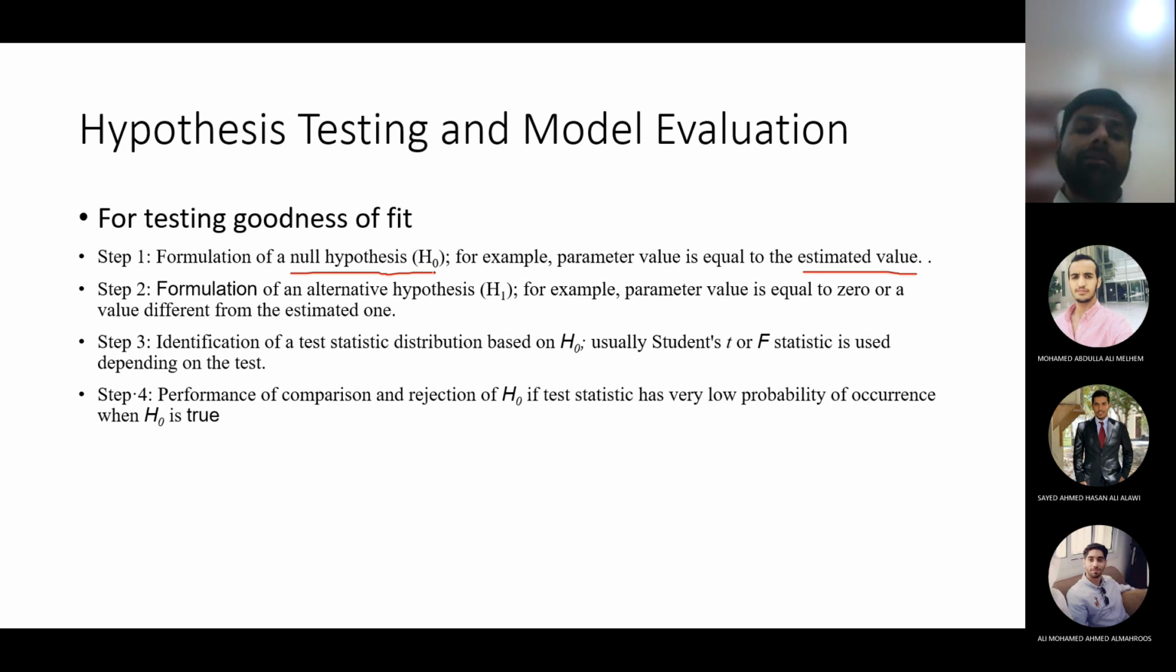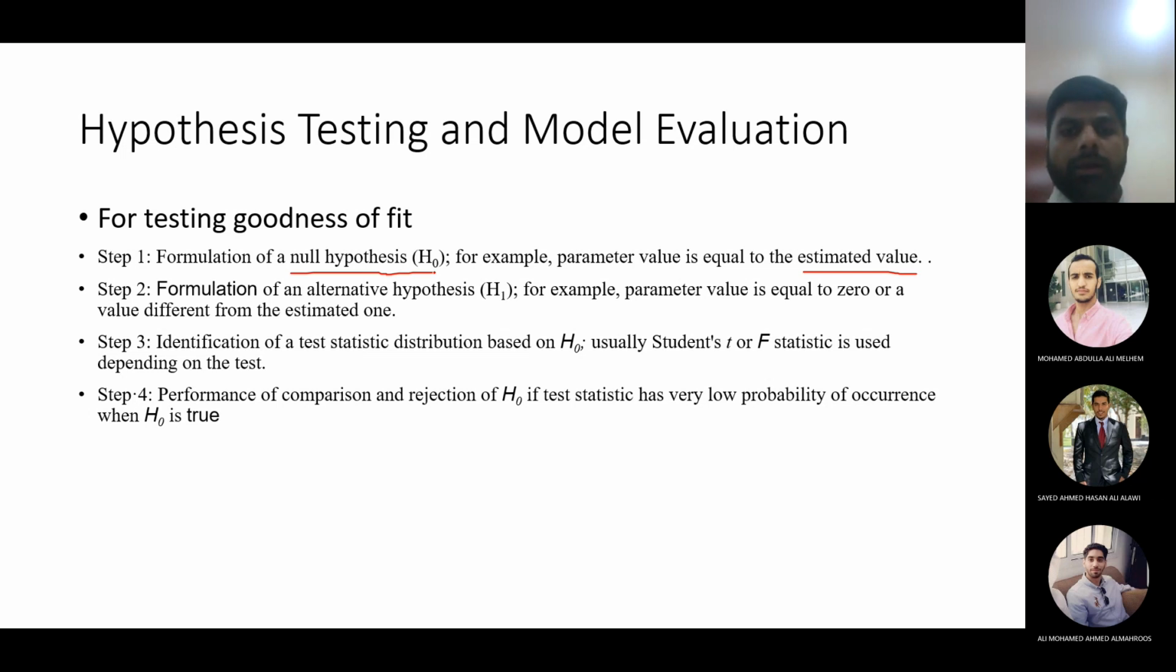Then the second step is you formulate an alternative hypothesis. Alternative hypothesis is when null hypothesis is not true. So the parameter is not giving you the claimed value. You were claiming it to be 1, it is not 1. So that is alternative hypothesis.